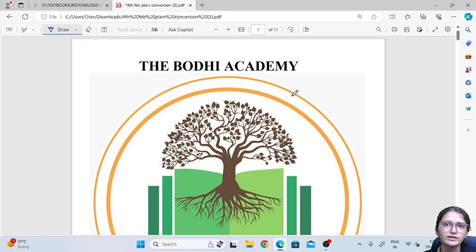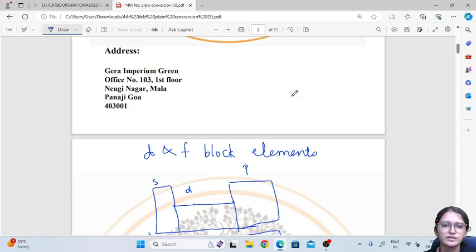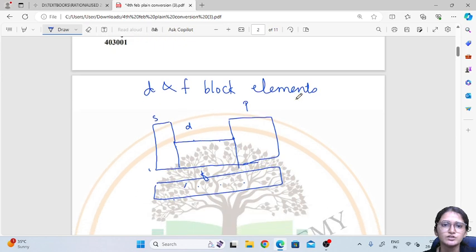One of the important chapters from 12th chemistry, that is D and F block elements. So let us start with the D and F block elements chapter. First of all, we will see where the D and F block is located in the periodic table.